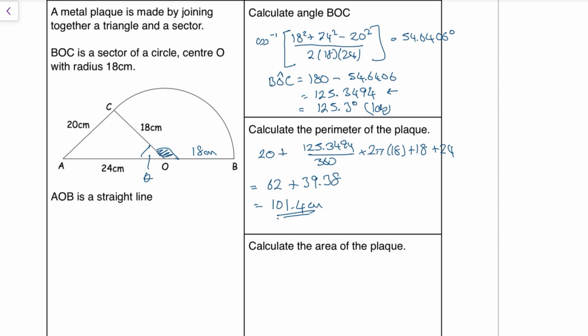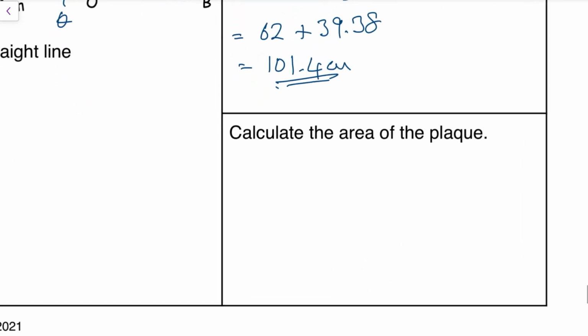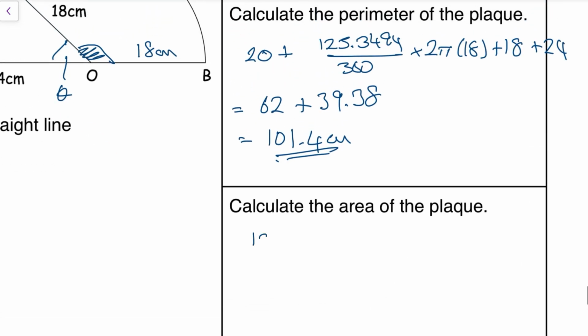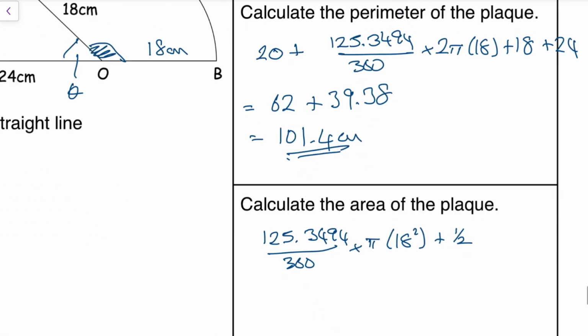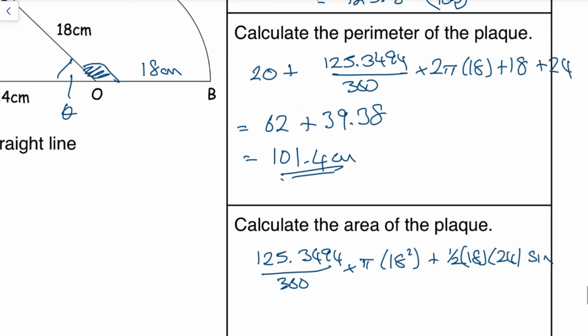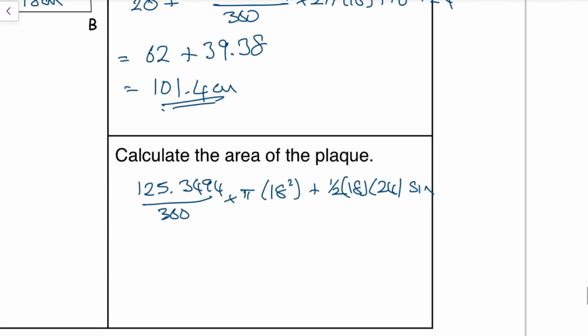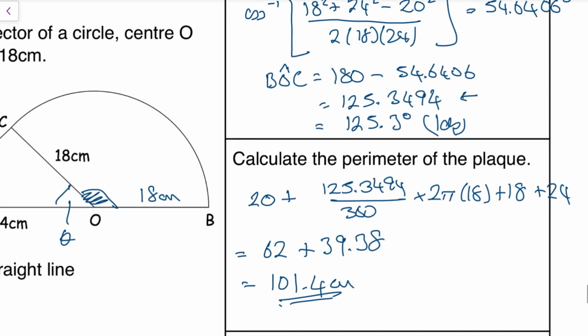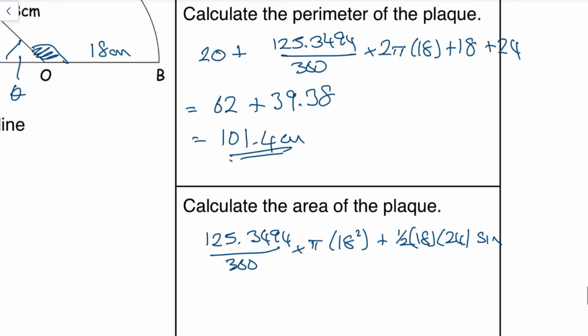Next one, calculate the area of the plaque. So that's going to be the area of the triangle, which I can do with half ab sine C, and the area of the sector. So actually, again, not too bad. So it is going to be 125.3594, probably got too many decimal places, but it doesn't matter, over 360 times pi r squared, so pi times 18 squared, plus the area of the triangle, which is a half ab sine C, so 18 times 24, times sine of the angle in between, which is theta, which is 125 point, no it's not, it's the other one, isn't it, which is theta, which is 54.6.